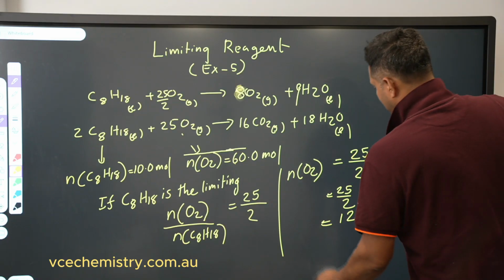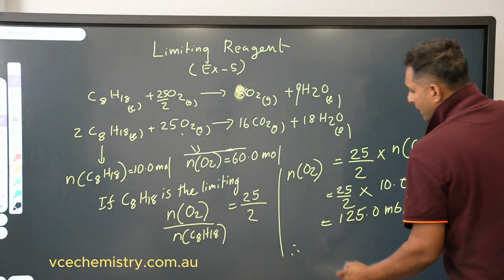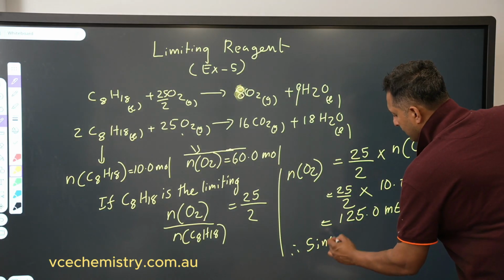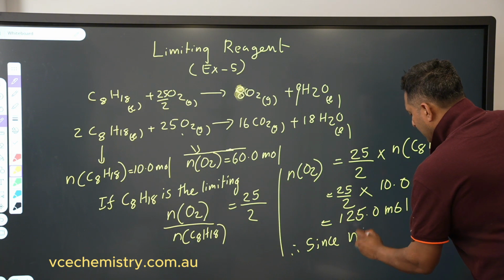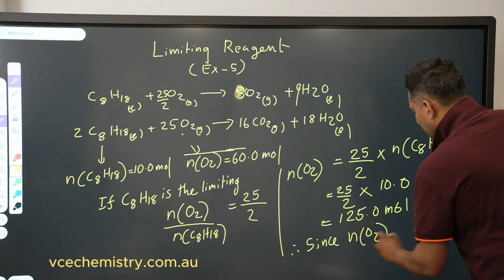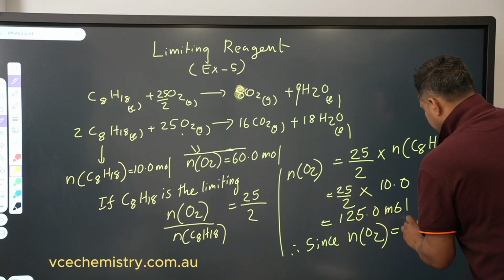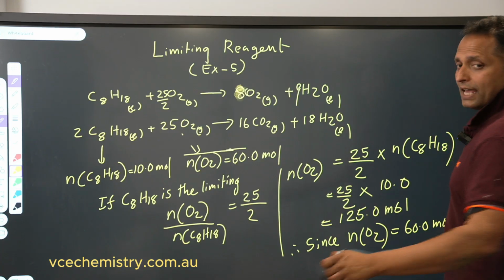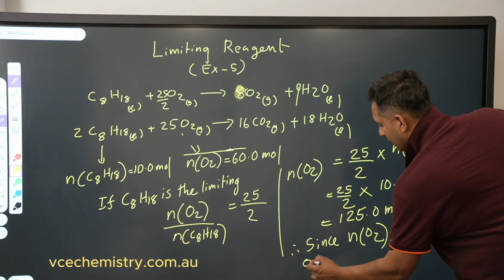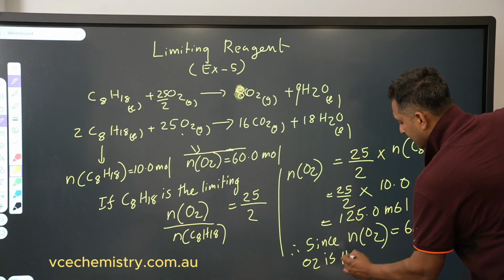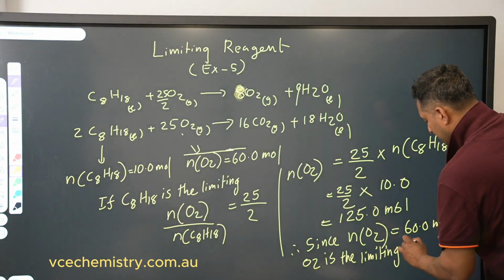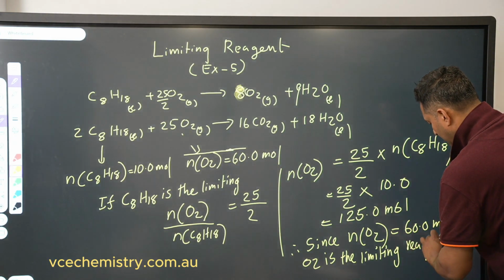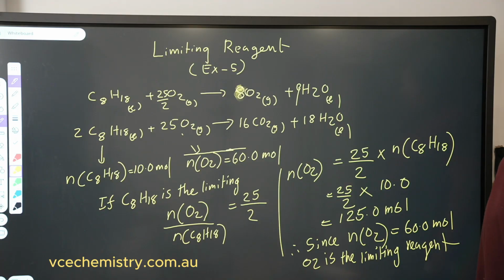Then you have to say, since the number of moles of oxygen is 60, O2 is the limiting reagent. Is that clear to you? O2 is the limiting reagent.